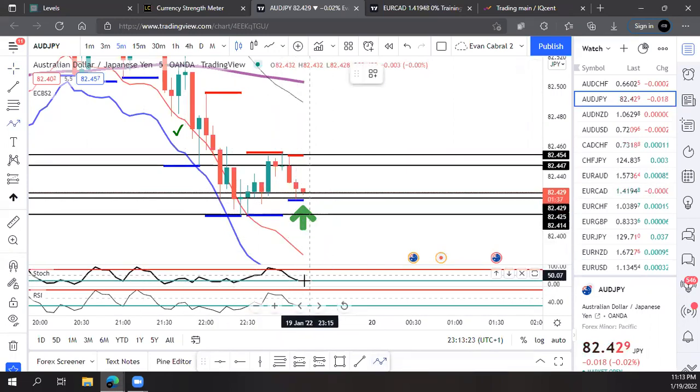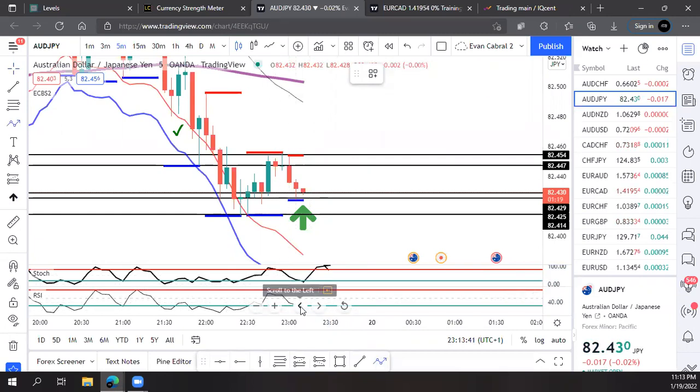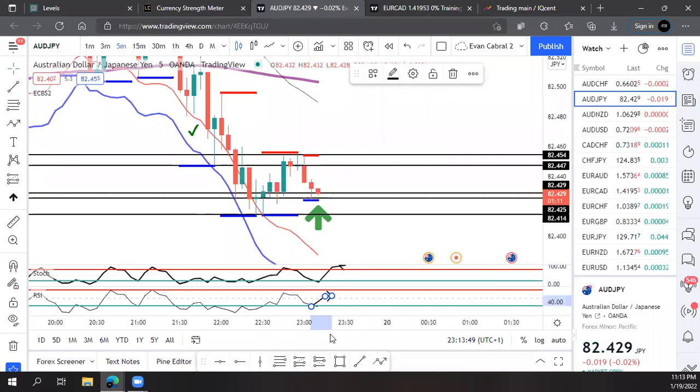When the stochastic is at a green area, I know there's every possible chance that the stochastic will start coming back up to the red, and that's where you take your buy opportunity. The same thing with the RSI: if it's around the green, there's every possibility it will start moving towards the upside. You can take a trade for 3 minutes, give it 1 rollover, 2 rollovers maximum, and I think you should be able to clear that trade.